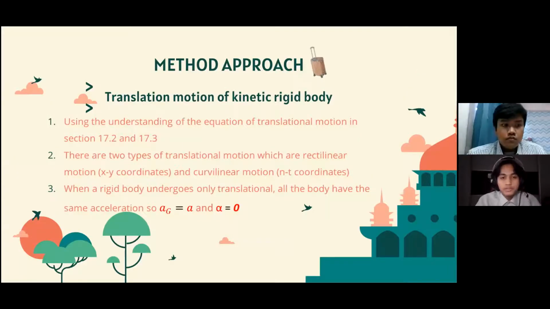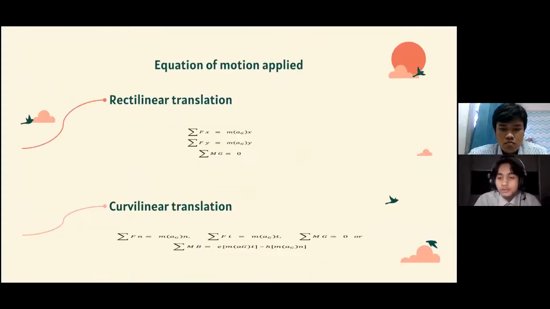Method approach. We use the topic of translational motion of kinetics of rigid bodies. By using the understanding of the equations of translational motion in sections 7.2 and 7.3, there are two types of translational motion, which are rectilinear motion, which we can resolve in x and y coordinates, and curvilinear motion, which can be resolved with n-t coordinates. When a rigid body undergoes only translational motion, all the body has the same acceleration. So we can assume the acceleration of G equals all of the accelerations acting on the luggage, and the radial acceleration equals 0.